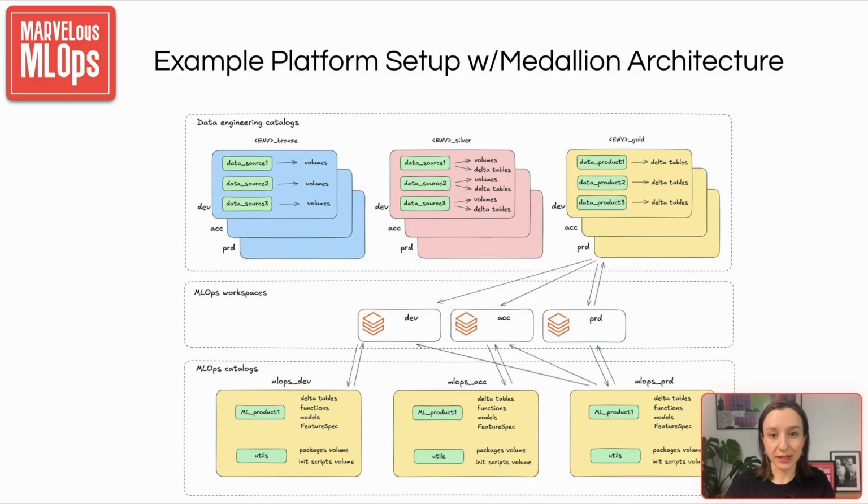Now, for machine learning teams, during development, they can read from the production or gold catalog. This means they can train models on high-quality, production-grade data from day one. That way, we avoid surprises caused by data inconsistencies and reduce model drift. When it comes to writing outputs like features or predictions, each machine learning workspace can only write to its own designated schema. So dev writes to MLOps dev, acceptance writes to MLOps acceptance, and so on.